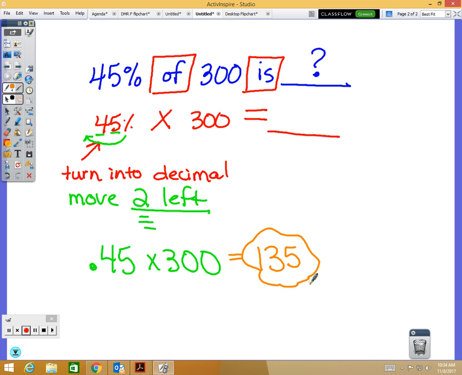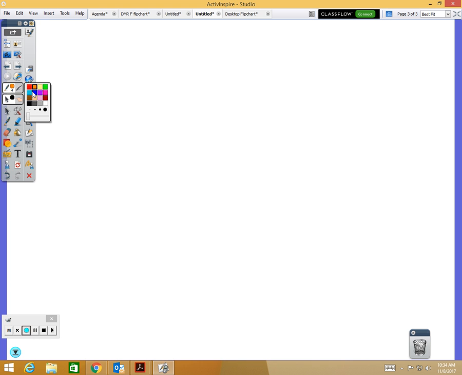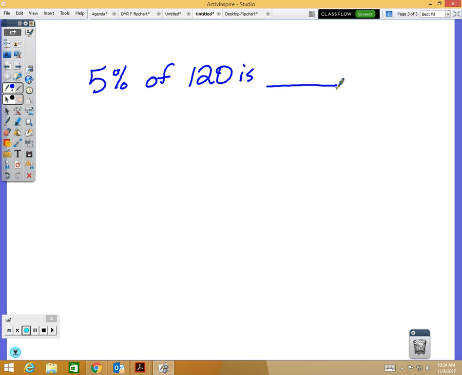I asked everyone to grab a calculator. Any questions about this one before I make it a little bit harder? So you've done this before, right? Yes? So let's do, if I asked you 5% of 120. 5% of 120 is what?